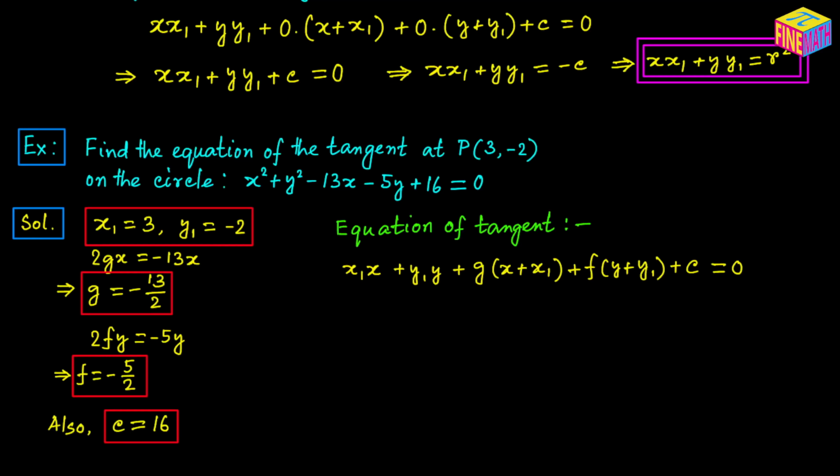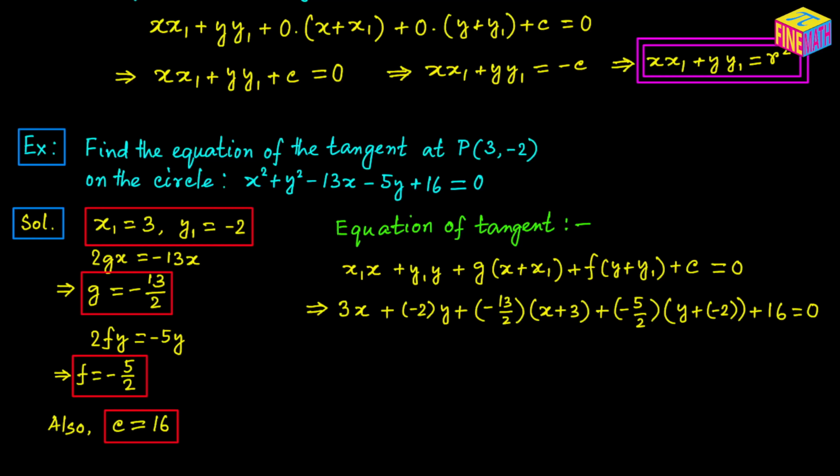The general equation of the tangent line is like this: x sub 1 times x plus y sub 1 times y plus g times x plus x sub 1 plus f times y plus y sub 1 plus c equals 0. And here all we need to do is plug in the values of x sub 1, y sub 1, g, f and c, and then simplify it. So after plugging in the values, the equation is going to look like this. All I have done is I have used 3 for x sub 1, negative 2 for y sub 1, negative 13 over 2 for g, negative 5 over 2 for f, and positive 16 for c. If we simplify this a little bit, it's going to look like this.